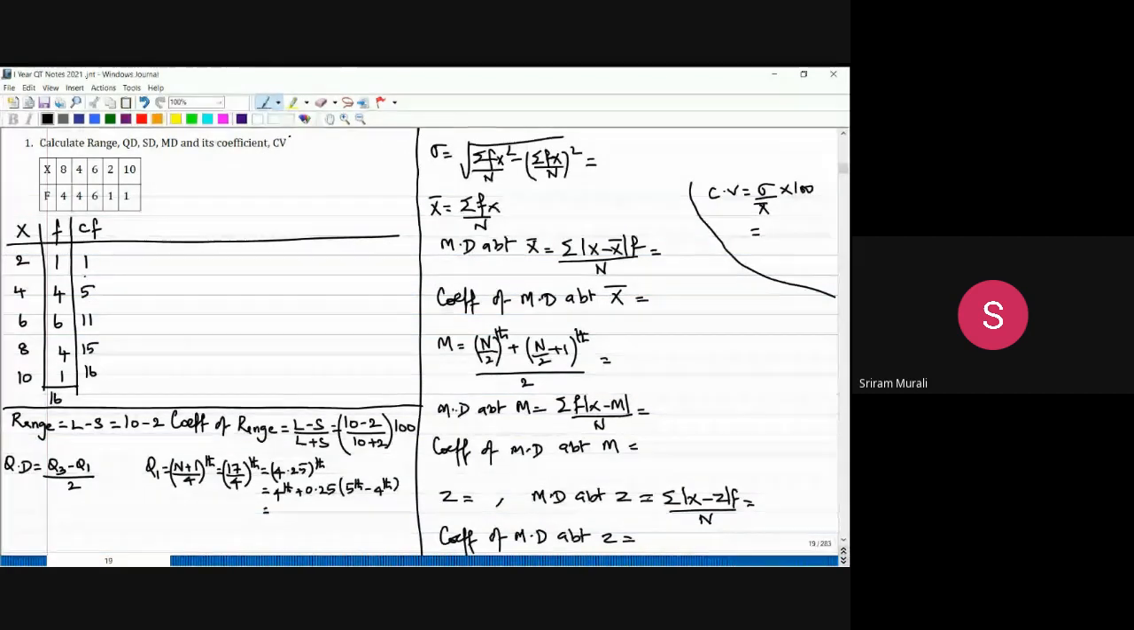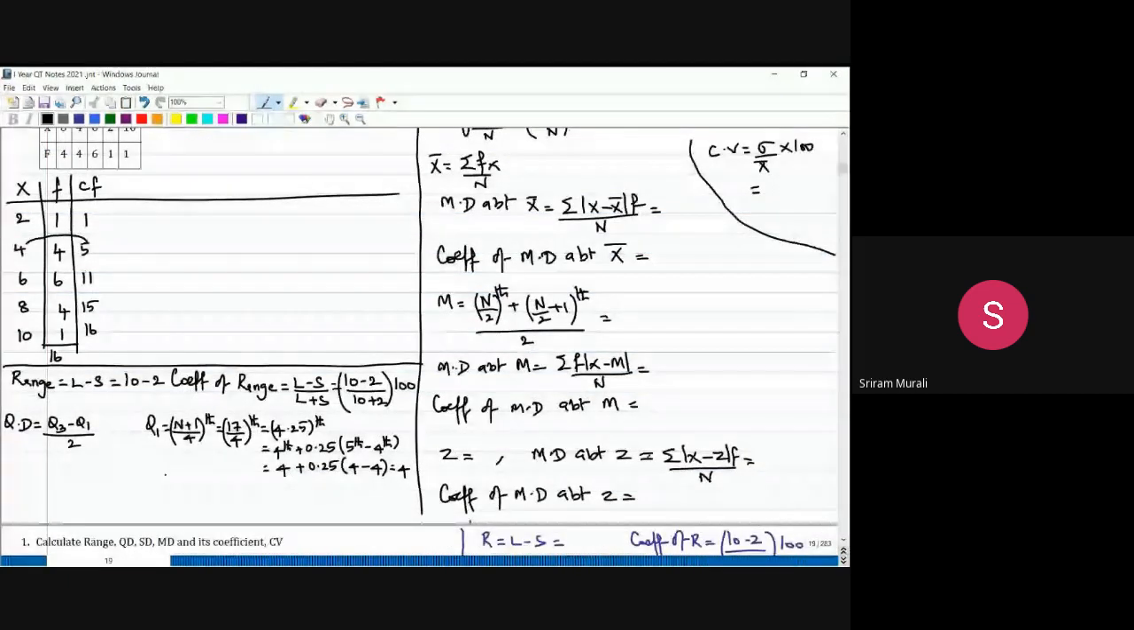What is the 4th value? The 4th value will fall between 1 and 4. So this 5 is acting as 4, whose respective x is 4. Therefore this will be 4 plus 0.25 into the 5th observation, which directly falls at 4, minus the 4th observation, again this 5 is acting as 4, whose respective x value is 4. So simplify, you will get Q1.